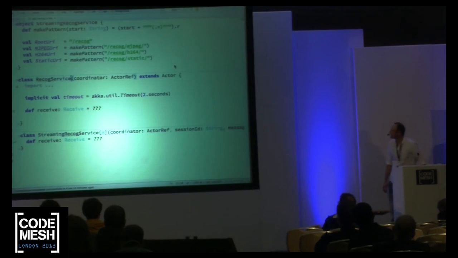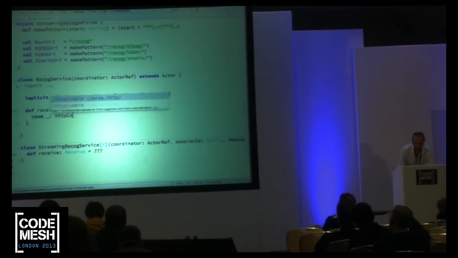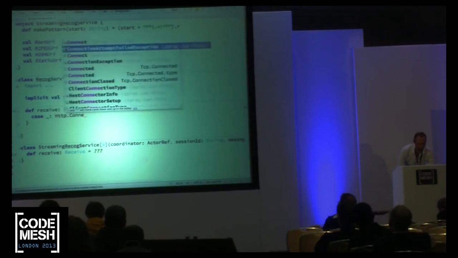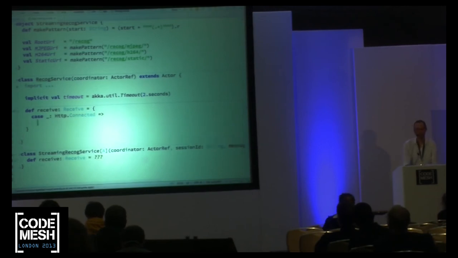Well, depressingly, not implemented. So all that we have to do is handle the HTTP messages that Akka sends us. One of the first messages that we get, as an example, is Http.Connected. So when a client connects, Http.Connected, so someone connected to us.